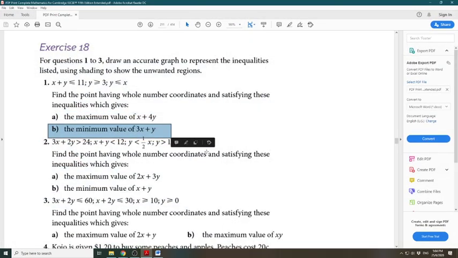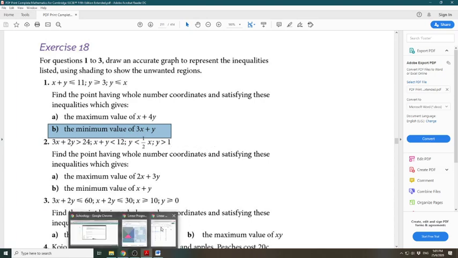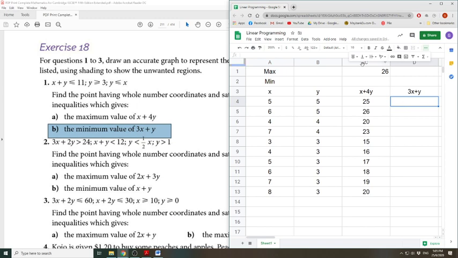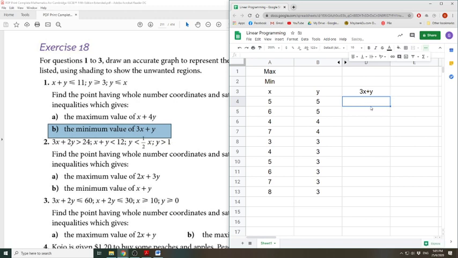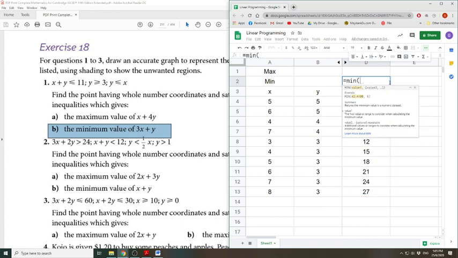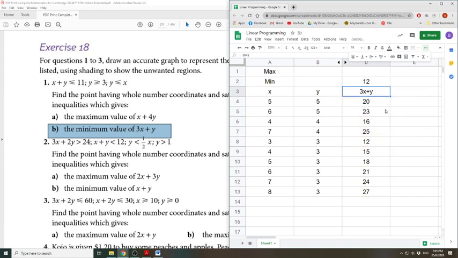Then what about B? This time we are looking for the minimum value of 3x plus y. Let's go back here. This time I will ignore this and just hide it. Let's focus on this now: equals 3 times x plus y. So here you get 20. Now let's see the rest. Which is the minimum? The minimum would be 12, which is (3, 3), and that would be your answer.